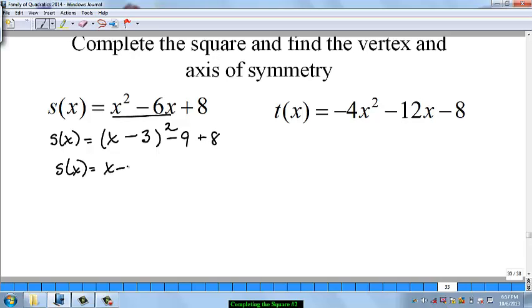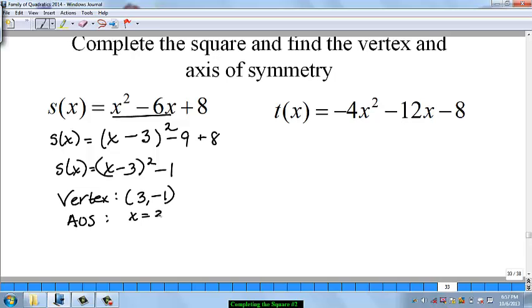So I have x minus 3 squared. Negative 1 plus 8 is negative 9 plus 8 is negative 1. So there's our formula in vertex form. So I know the vertex, or the turning point, is the point 3, negative 1. And my axis of symmetry is x equals 3. I wish they're all that nice. Let's look at this one right here.